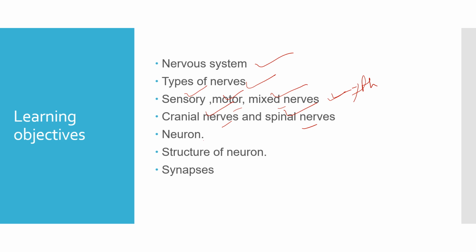Next comes what a neuron is, the structure of the neuron and synapses. You have already studied all this in 7th standard. This is just more detail about all these things that you are learning in 8th standard. We are going to study all these things in today's episode. In the next episode, we will be studying the central nervous system, autonomic nervous system and peripheral nervous system. And after that, we will learn about reflex action and all.